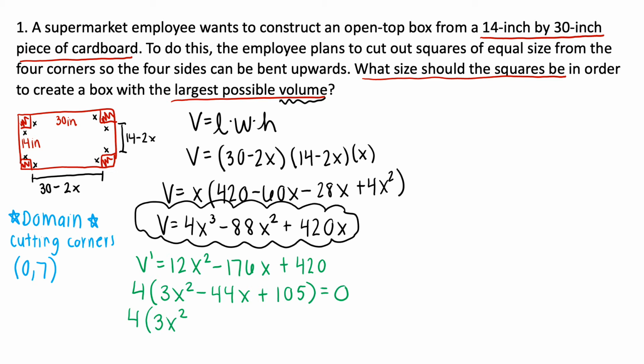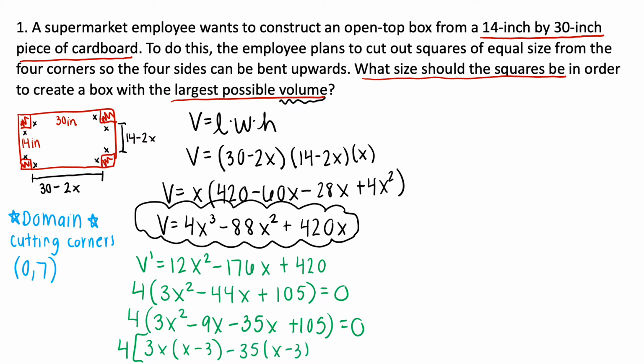315, let's see, adds up to 9. Let's try dividing by 9, gives us 35. 9 and 35 is going to work, so let's do 3x squared minus 9x minus 35x plus 105 equals 0. AC method, so I have 4 on the outside, taking out my 3x, I get x minus 3. Taking out my 105, it actually divides by 35, which is good. Taking out a negative 35, we're left with x minus 3 equals 0.